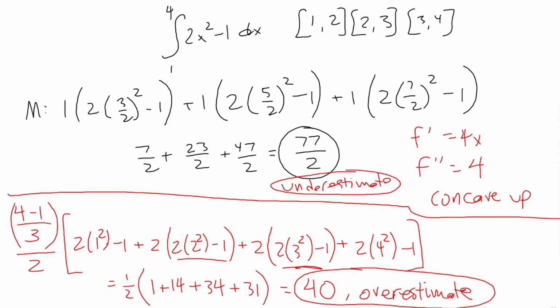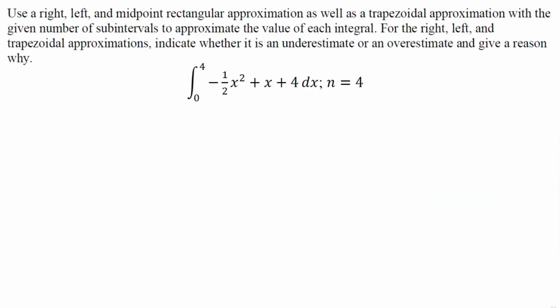And that's it for that first problem. So we're going to use that same process on our second problem, just a right, a left, a midpoint, and a trapezoidal approximation. A little bit more annoying function this time. Negative 1/2 x squared plus x plus 4. We're going to go from 0 to 4 with 4 subintervals, right? And so 0 to 4 with 4 subintervals, that's going to be 0 to 1, 1 to 2, 2 to 3, and 3 to 4 as our 4 different subintervals.